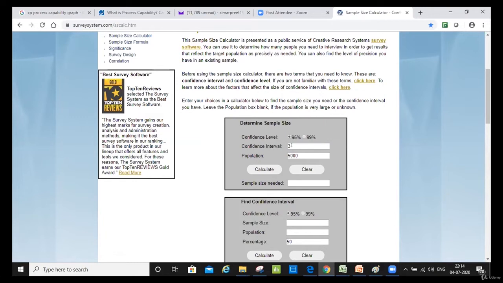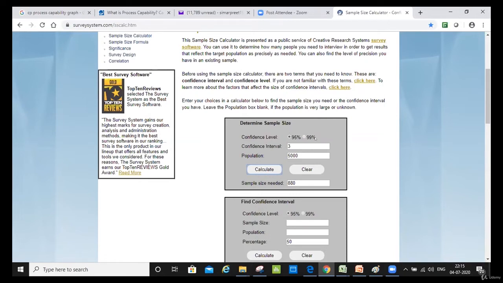I just have to mention the number here. No need to mention plus minus. The tool automatically understands it. The calculation happens in the backend itself. And here I mention a population. The moment I click on calculate, it gives me the sample size needed. So with the 5,000 population, with 95% confidence level, with plus minus 3 here and there, I require 880 sample size to draw a conclusion. When I do 880 versus 5,000, I would be 95% accurate with plus minus 3 margin of error.